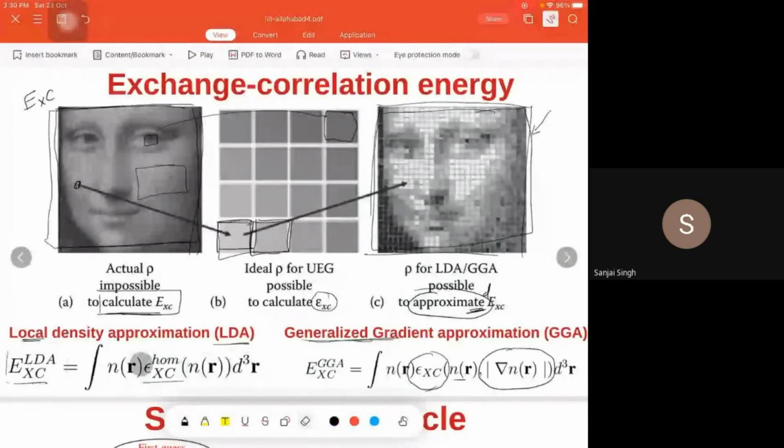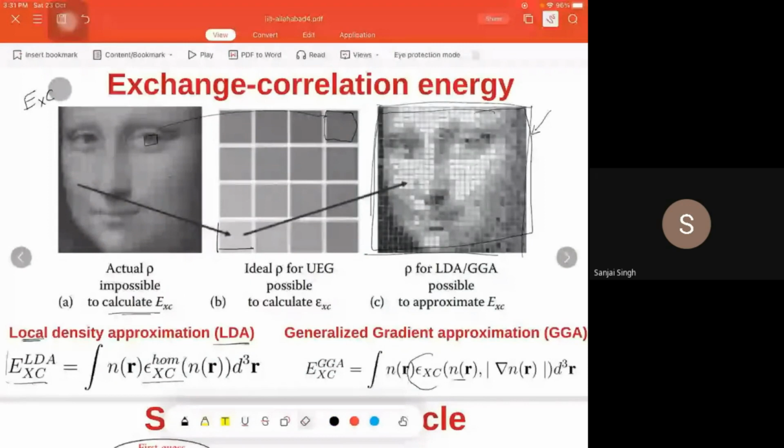Okay, so you see that using different approximations, you can actually try to capture this exchange correlation energy in a better and better way. So there are many functionals these days people are trying to propose. The famous ones which people use are PBE, HSE, those are the hybrid functionals, and there are more like PW91. So there is a full class of these sorts of functionals.